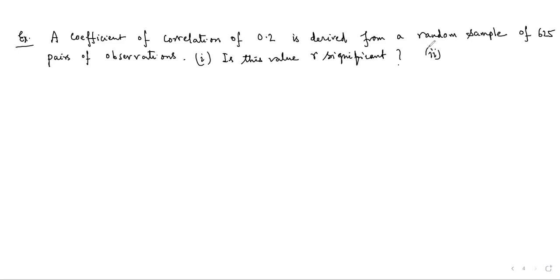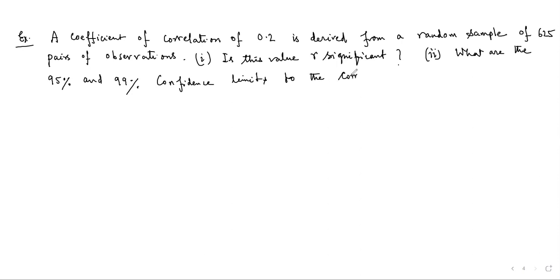And question number two is, what are the 95% and 99% confidence limits to the correlation coefficient in the population? Okay, these are the two questions.